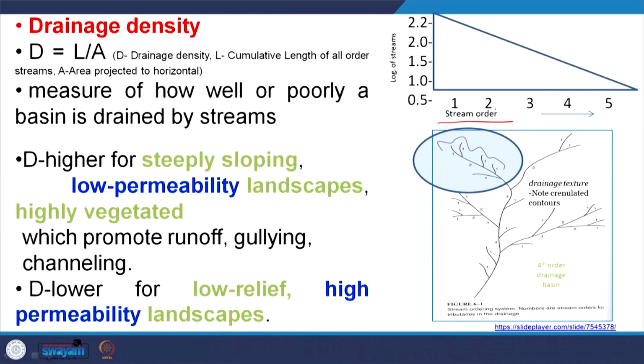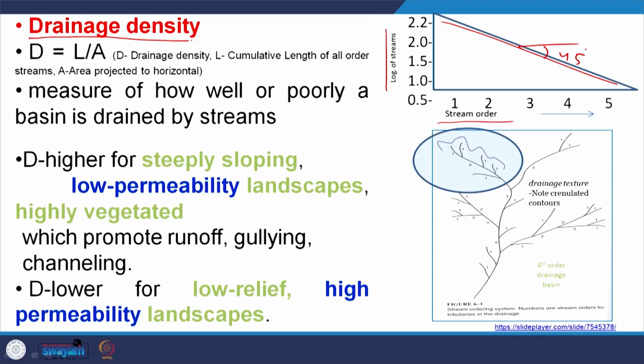When the logarithm of the number of streams is plotted against order, the points lie on a straight line with a slope of 45 degrees. If you see here, this is stream order and this is log of streams, and finally we get a straight line with a slope of 45 degrees. So, this is a definite mathematical relationship they follow: as the order increases, the number of streams decreases.